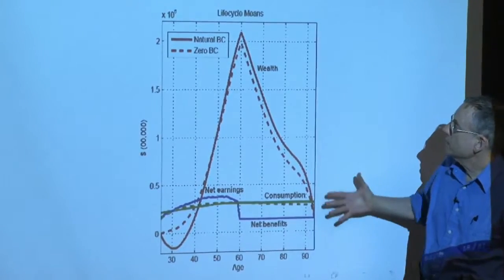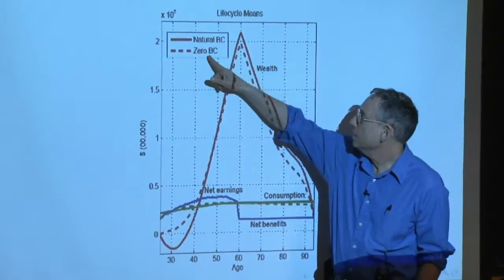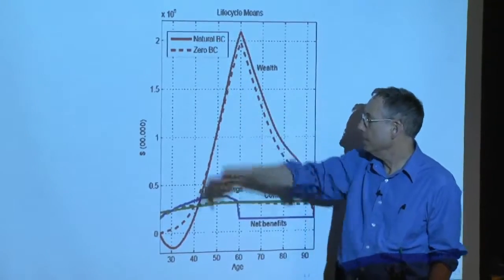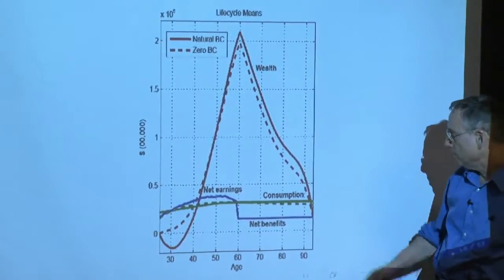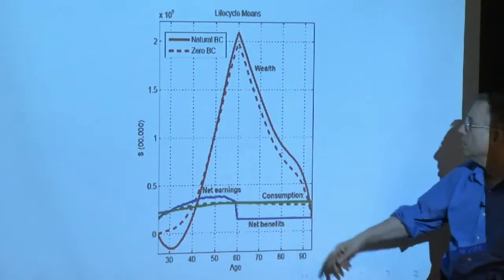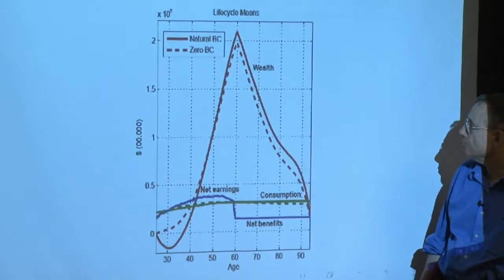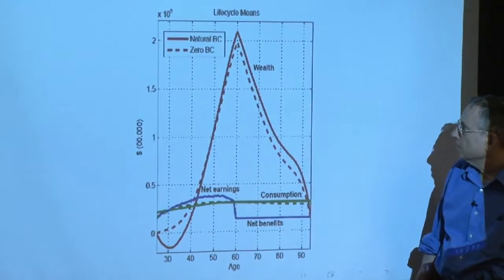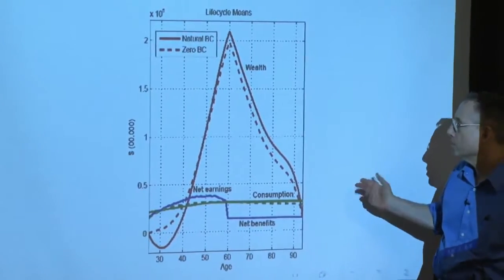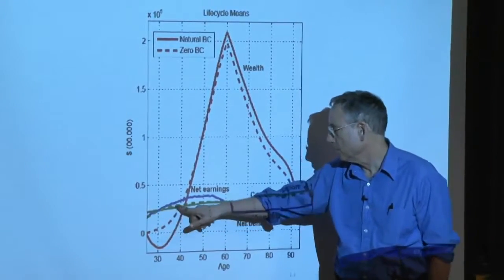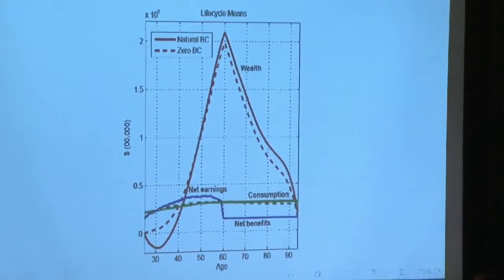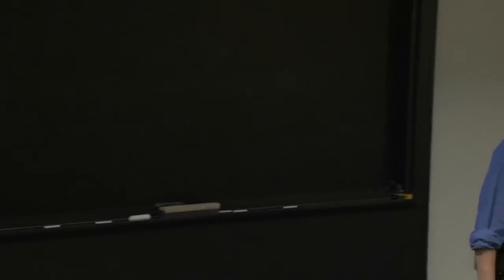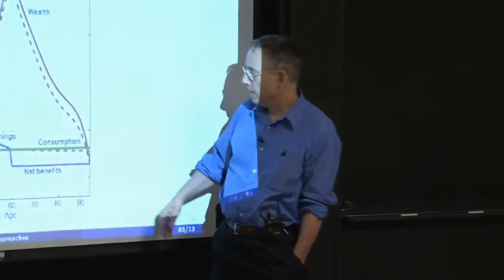Now again, there's two lines here. There's a natural borrowing constraint and a zero borrowing constraint. Doesn't make too much difference for consumption. I guess here the zero borrowing constraint looks more constraining. So when you're young, expecting on average higher future income, you might want to borrow against that and repay the debt later. But you hit one or the other of these constraints, so you can't do that too much.